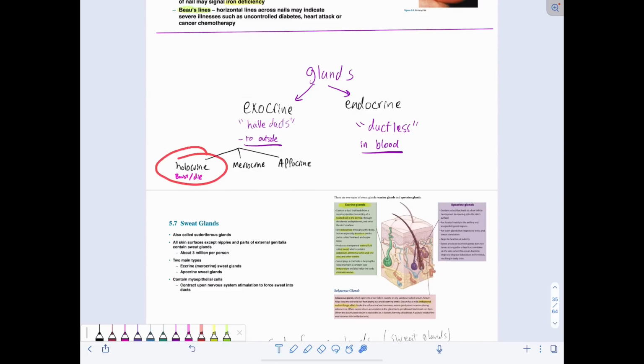Holocrine is the only one that, in order for, I'm going to call it juice for lack of a better term, to come out, the cell has to actually burst, okay? And they all have ducts. And so once it bursts, the thing comes out.